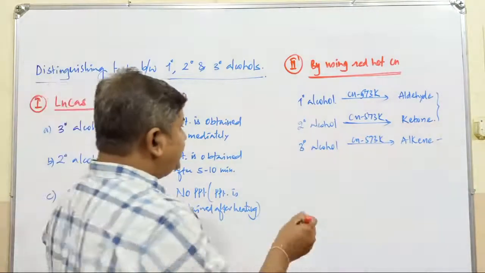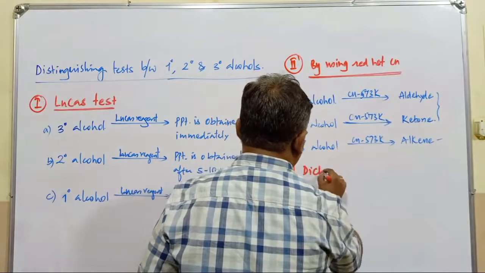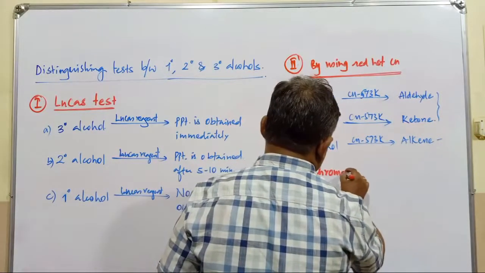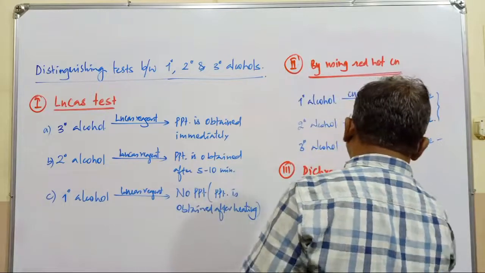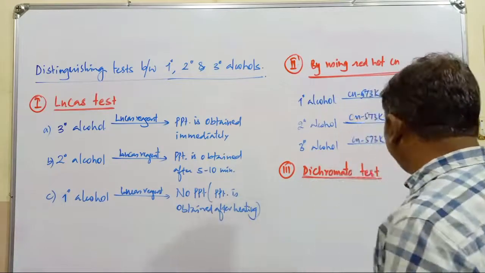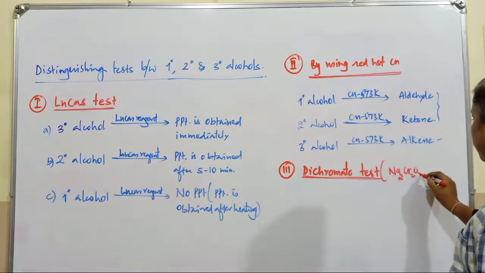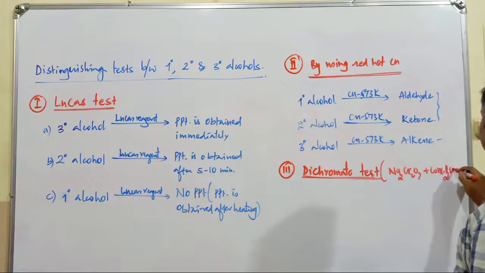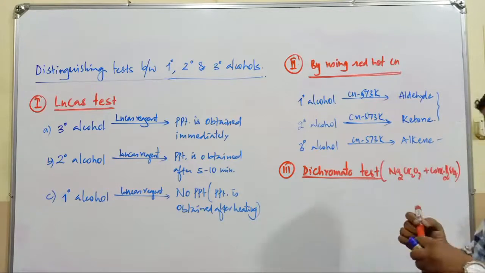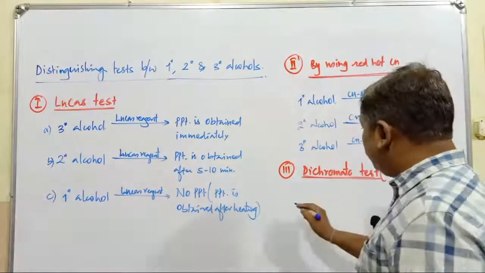Then the third test is known as the dichromate test. What is this dichromate test? Here we are using sodium dichromate, Na2Cr2O7, plus H2SO4. Concentrated H2SO4 is commonly used here. What observation is going to be made in the case of the dichromate test?